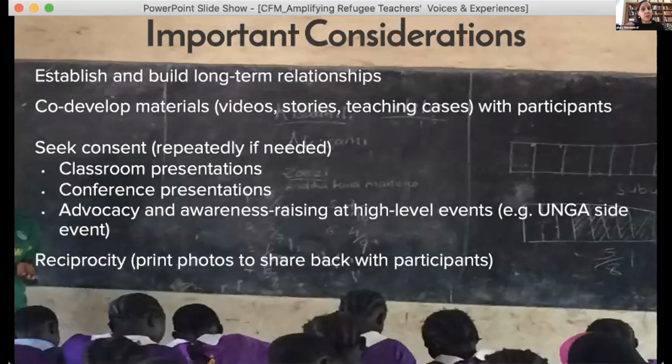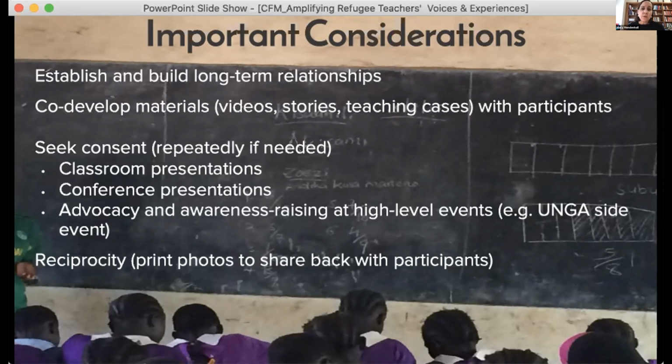And then there's this ongoing seeking of consent. We might develop these materials for one particular audience or class or event, and then we find them useful for other opportunities. And so we need to be sure to explain how they're going to be used and to what audiences, and to seek consent. In our case, we had initially developed the videos for an on-campus highly interactive workshop, but then found immediately that they would be useful for the classroom setting, and then later for a side event that we organized at the United Nations General Assembly. And so we continue to go back to our collaborators and seek their consent.